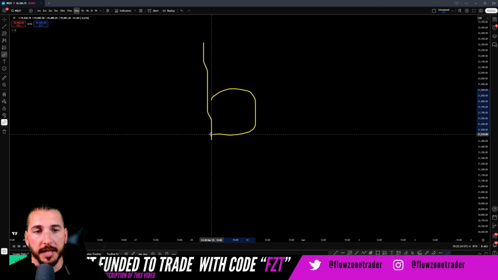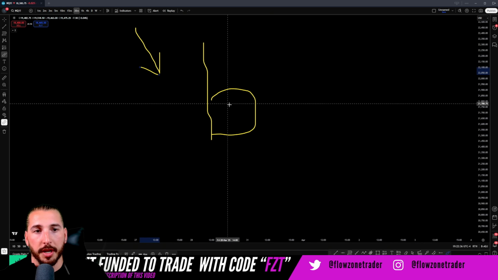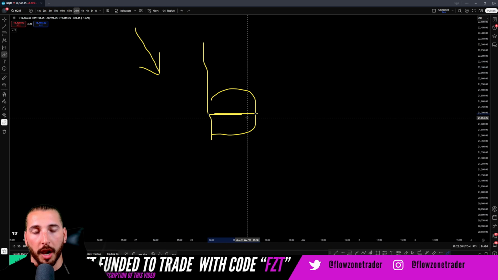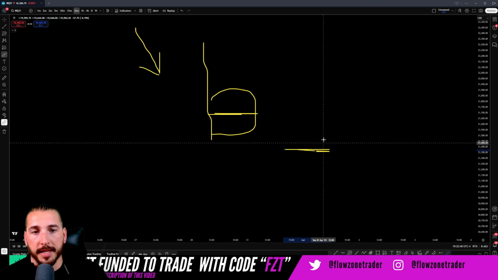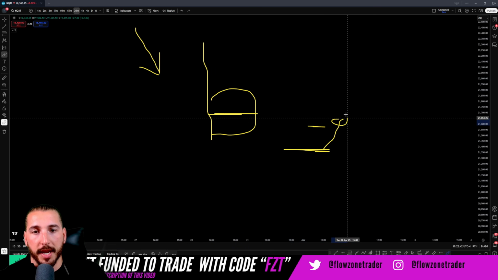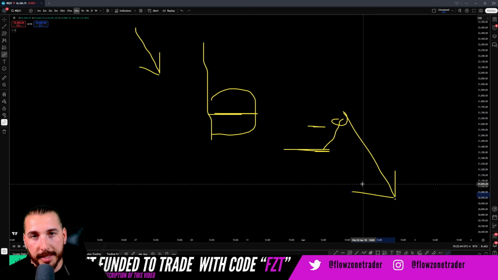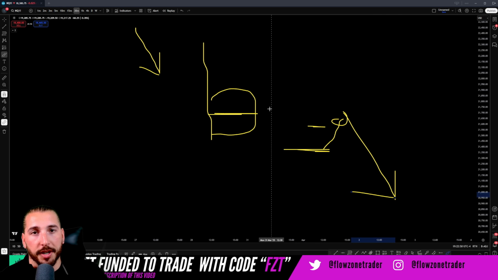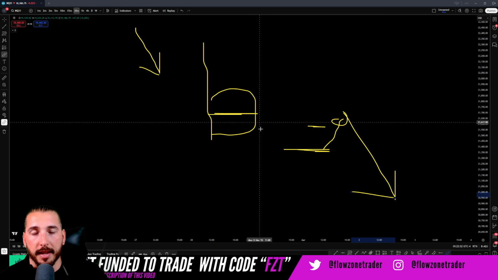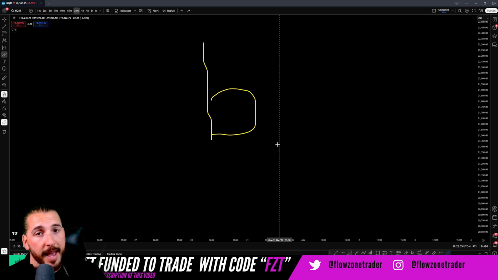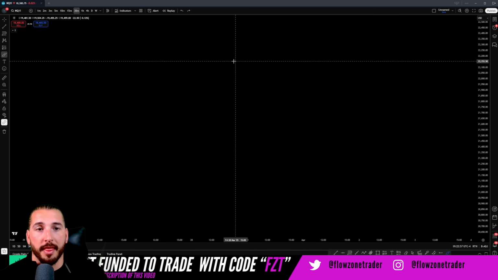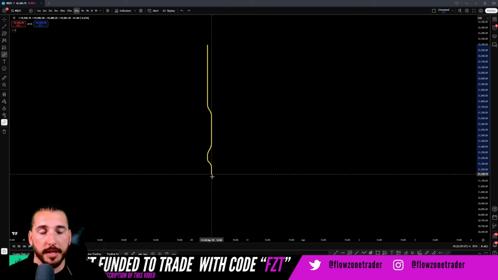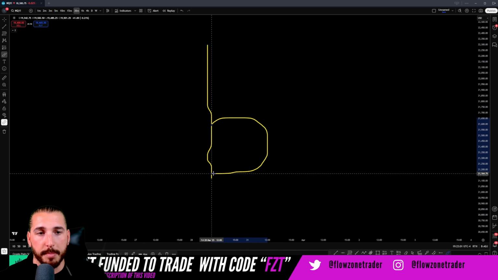Same principles. This would normally be a continuation lower. As long as we close in here and we open the next day underneath or inside, we're looking for a trade to be rejected and continuation. B shapes are normally seen as continuation trades for heavy price action going lower because we're spending time near the lows.